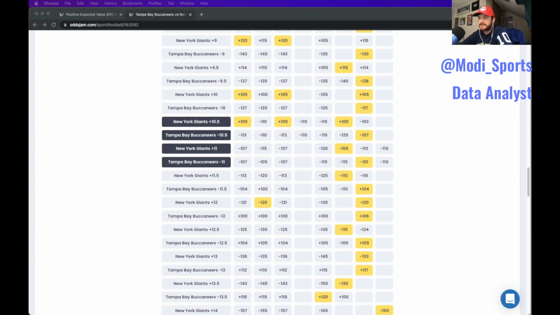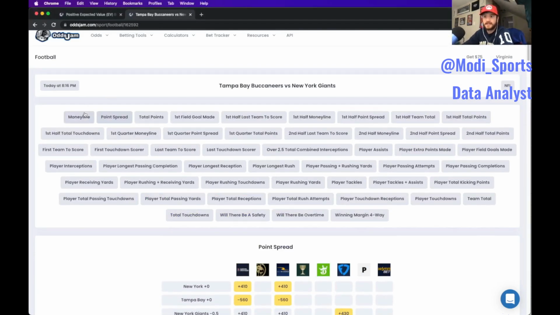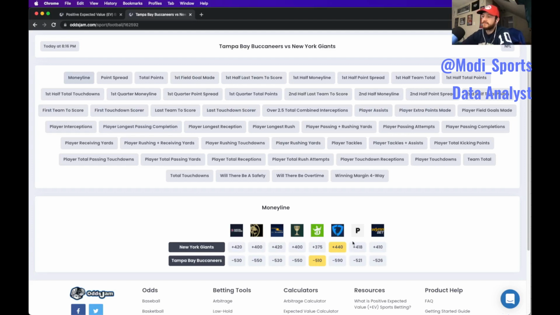So we got the Bucs and the Giants. Looks like the spread is kind of settled on Giants plus 10 and a half or plus 11, depending on where you look. So obviously the Bucs are heavy favorites here. Money line, if you're so inclined, looks like you can get the Giants at plus 440 and the Bucs at minus 510.